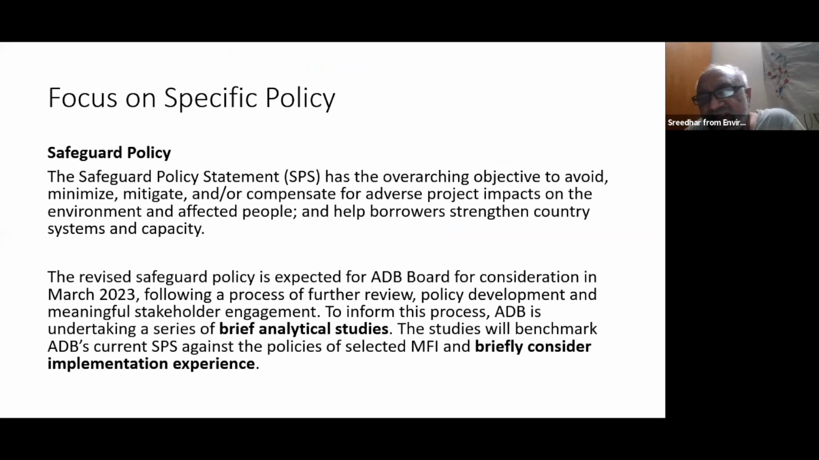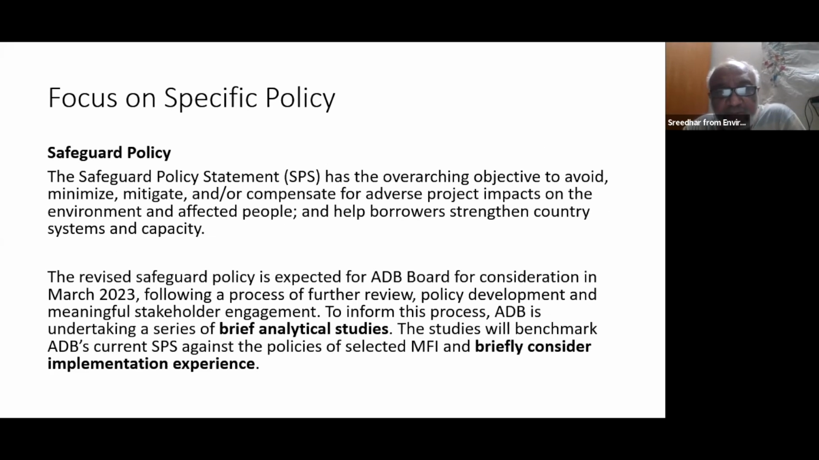But one of the things that I'm going to focus on is the safeguard policies. The safeguard policy is being revised now, so this might be an opportunity, and we at the NGO Forum on ADB are trying to see how we can push this at this point of time. The safeguard policy is expected for board review, so that in the coming year there will be a new revised safeguard policy.